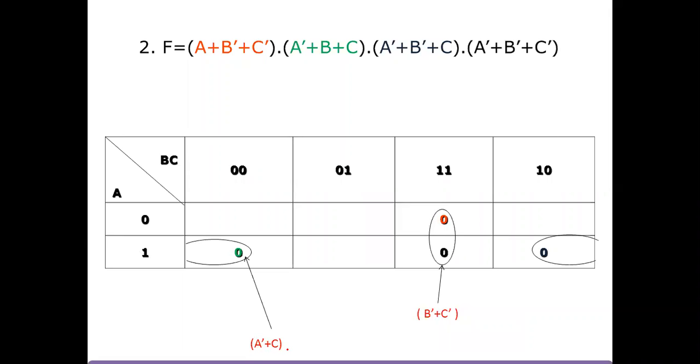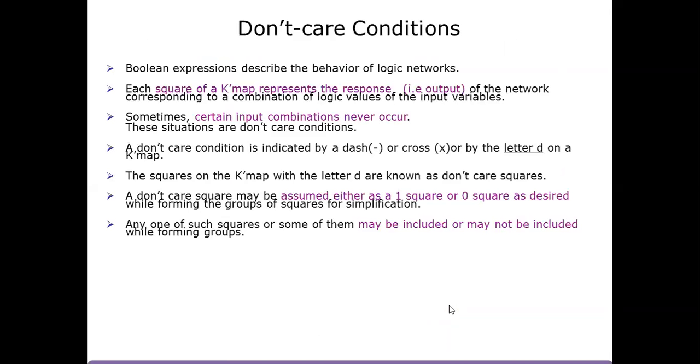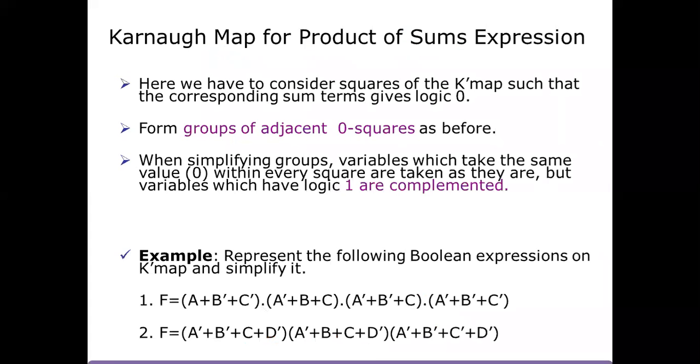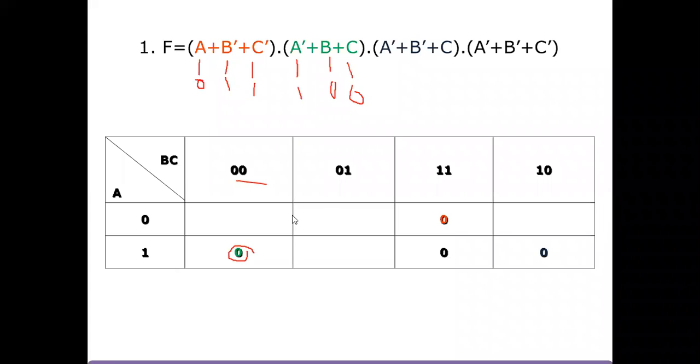A dash plus C within brackets dot B dash plus C dash. So this is the final expression. Okay. Product of sums. Okay, so that's how you can do this. You can do the same for the second one also. So I think now you can do that on your own.